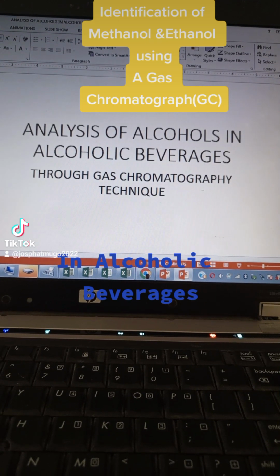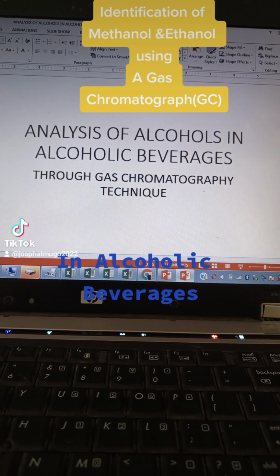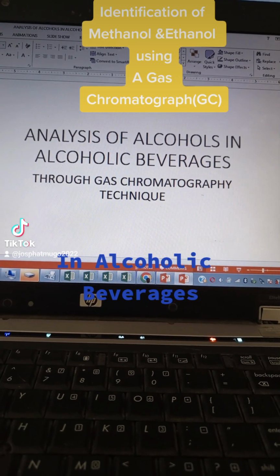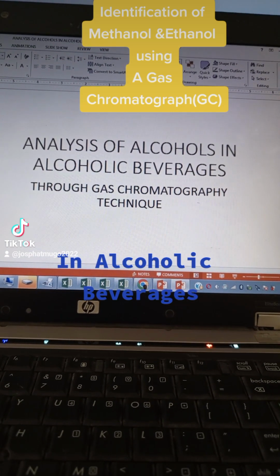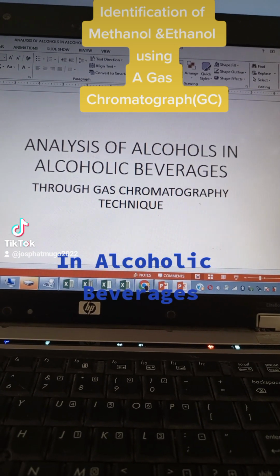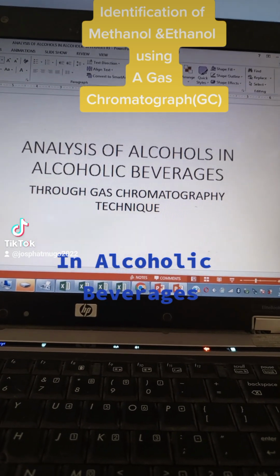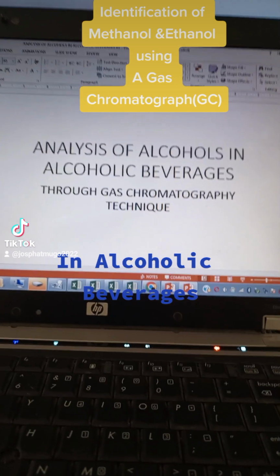In our previous episode, we discussed the identification of methanol and ethanol in alcoholic beverages. In today's discussion, I want us to go through and learn how to use a gas chromatograph to identify and quantify methanol and ethanol in alcoholic beverages.